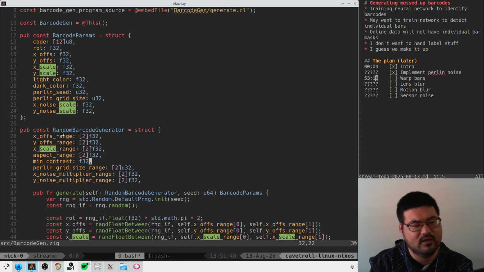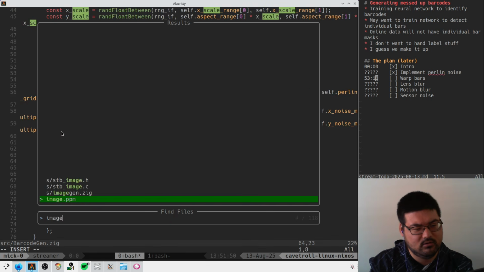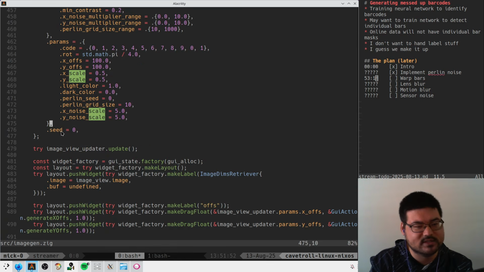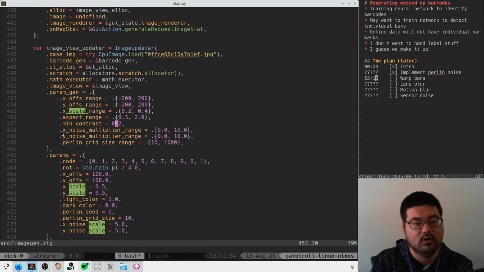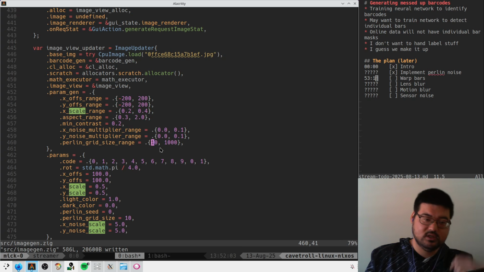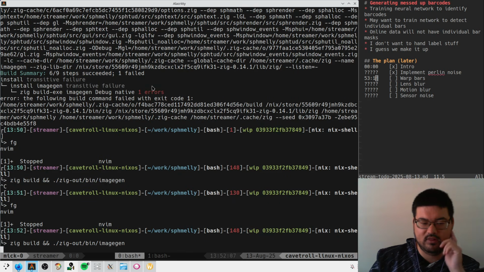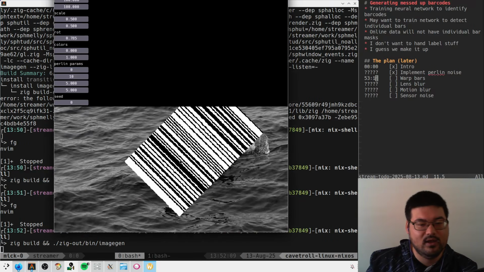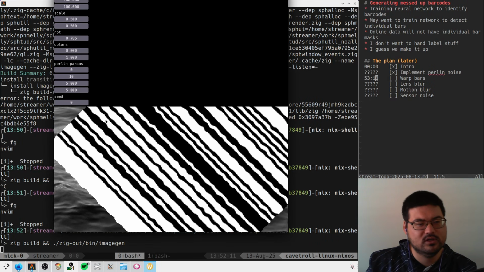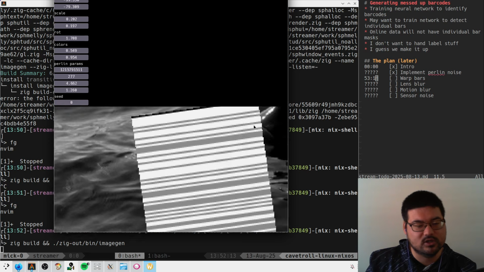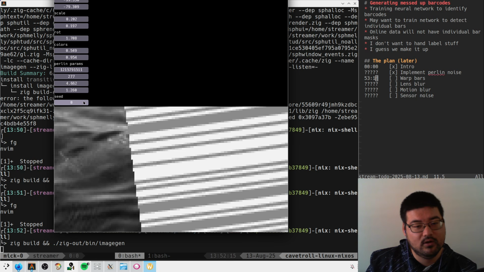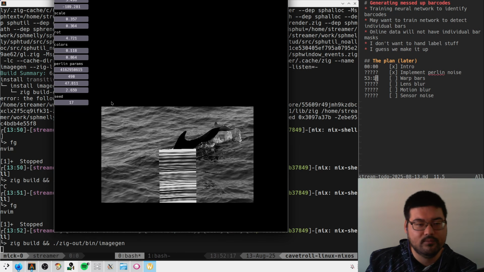So we'll say this guy can go 1/10. So somewhere in this range. And then the grid size 10 to 1,000, sure. And then let's just kind of roll the seed a little bit. Wait, why is this so messed up? Oh, because our initial parameters are not that. Okay.